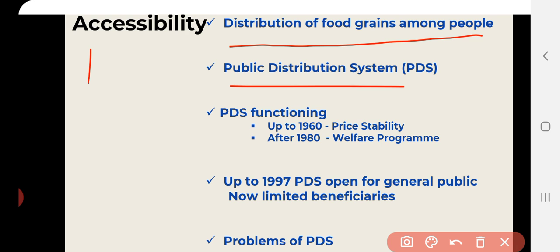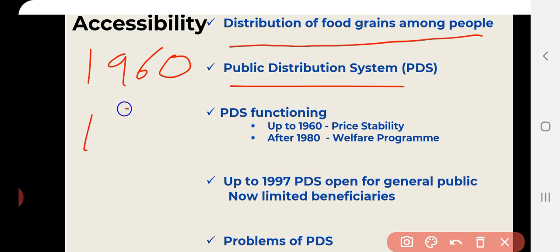Up to 1960, these rationing shops were used to stabilize the prices of food grains. Means the government used to distribute food grains, particularly wheat and rice, from these rationing shops at a stable price for each and every family of the country. Up to 1960, the intention of the public distribution system was to maintain price stability in the country, particularly the price stability of the food grains.